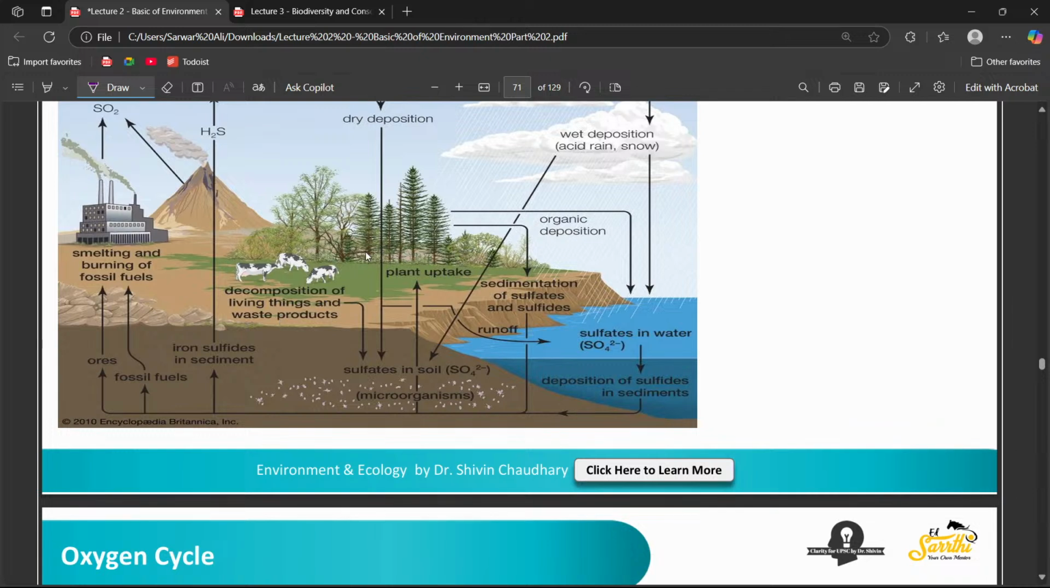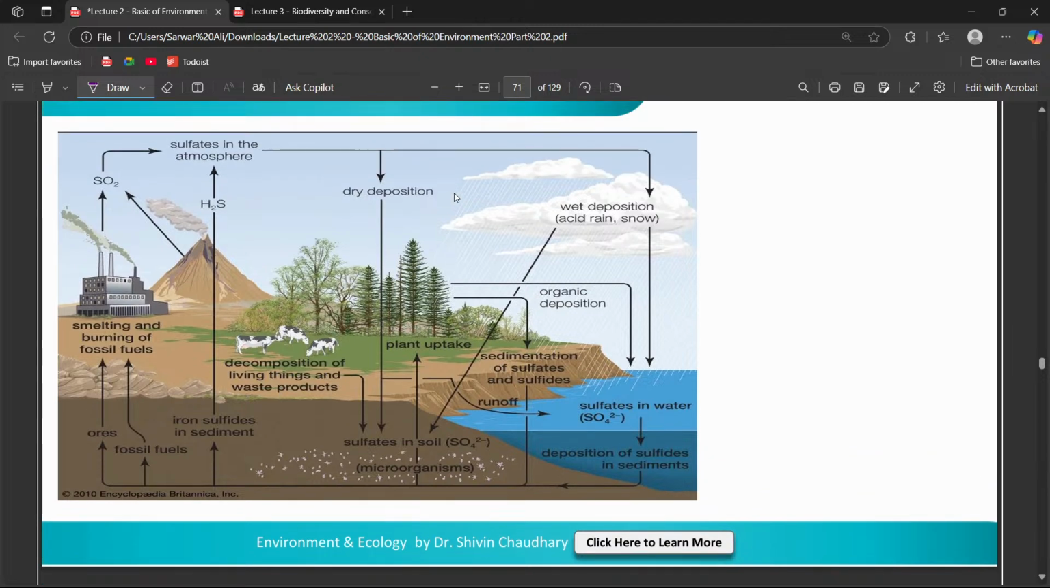Now we look at the sulfur cycle. It is the same type of cycle. SO2 and hydrogen sulfide are produced from both land and volcanoes into the atmosphere. Dry deposition occurs directly. Wet deposition occurs due to rain. It creates acid rain because very weak sulfuric acids fall into the ocean and the soil. Trees are organically decomposed and they give out sulfur as a byproduct. Deposition also occurs because of sulfates in water.